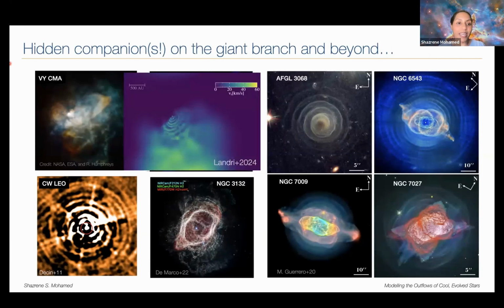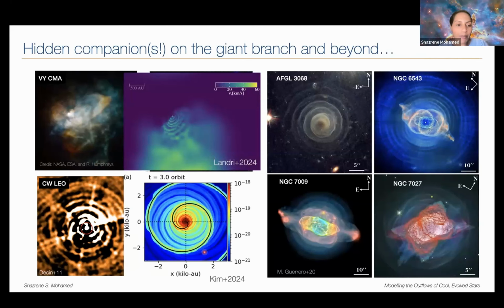VY-CMA has been proposed to be a binary where you have a low mass companion grazing the orbit and eventually spiraling in. The ejections seem to fit nicely what we see in VY-CMA. This is recent work by Camille Landry. CW Leo, in this new paper, is proposed to actually be a triple system where you have a coplanar binary orbiting around, making the tighter spirals that we see inside the star and a larger spiral structure imprinted outside.